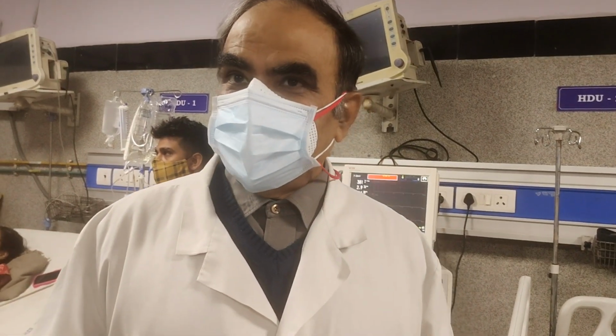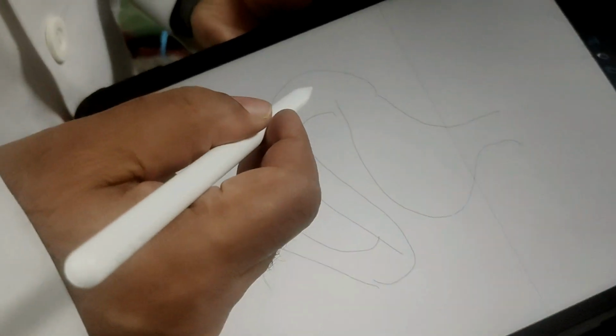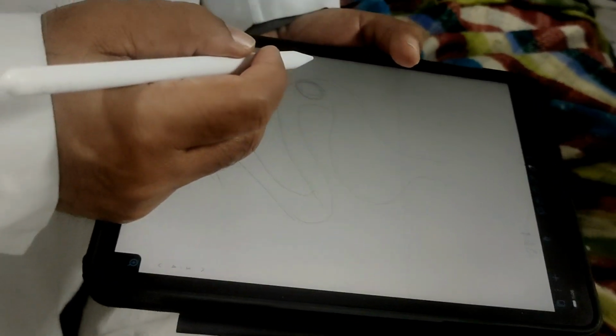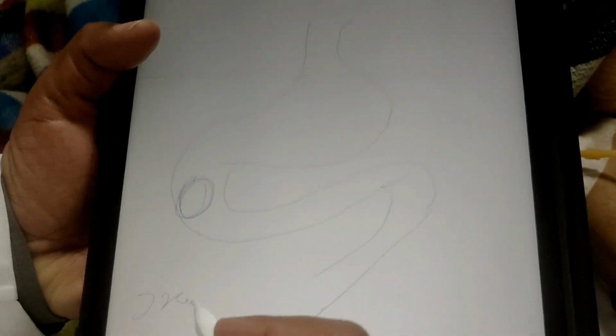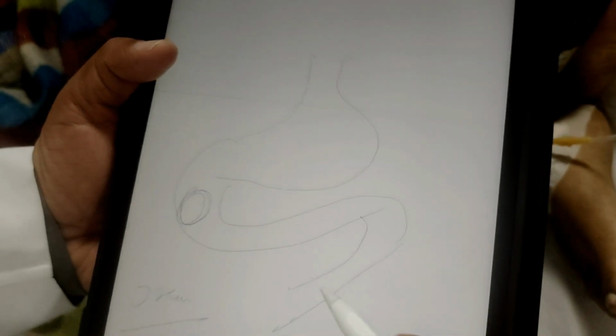So there are three openings. Three. You understand what I am saying? That is the classical triple tube. This is done for giant duodenal perforation. What is a giant duodenal perforation? So greater than 2 centimeters in size. Greater than 2 centimeters. Some people say greater than 1 centimeter. Not 3. 3 is huge.